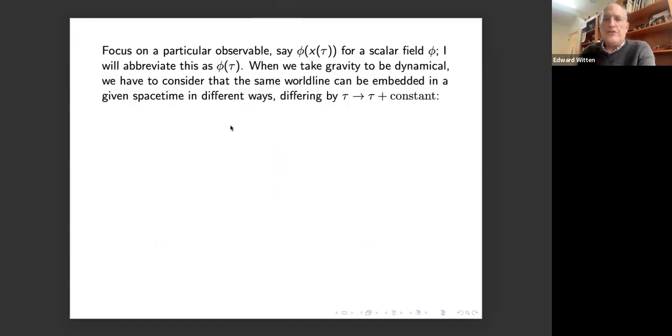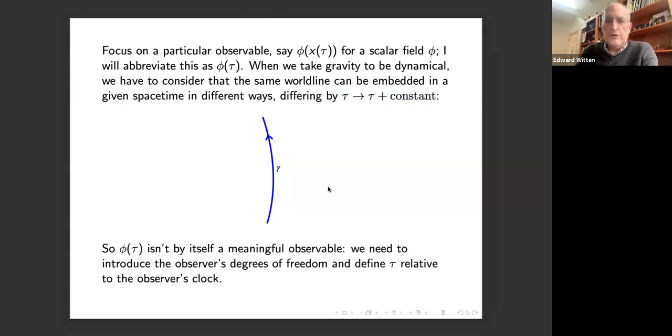When we take gravity to be dynamical, we have to consider that the same world line can be embedded in a given spacetime in different ways, differing by shifts of tau by a constant. So here's the world line. There's a well-defined proper time difference between 2 points on the world line, but there's no natural zero of proper time. So we have to allow for the possibility of shifting the proper time by a constant. So phi of tau isn't by itself a meaningful observable.